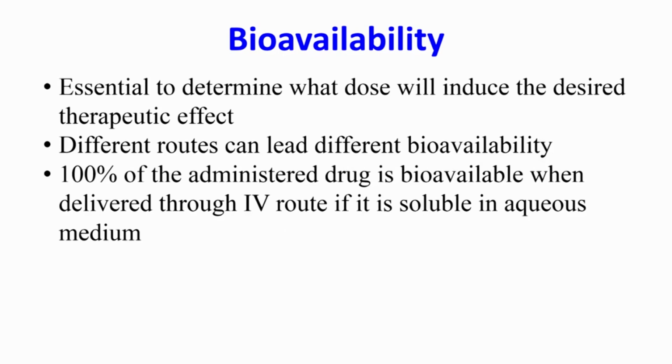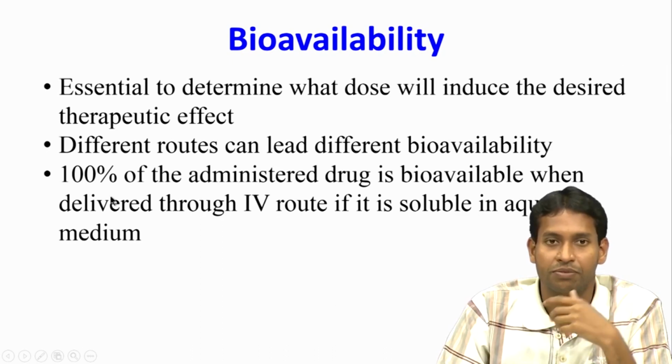So, different routes can lead to different bioavailability. As I just said, you can take things orally, but a lot of it will first get degraded in the GI tract and then also get metabolized during the first pass effect. So, not all of it is going to be available. However, if you administer something through the IV route and it is completely soluble, then 100% of the drug that you administer is available. So, again, depending on the route you are using, the bioavailability will change.